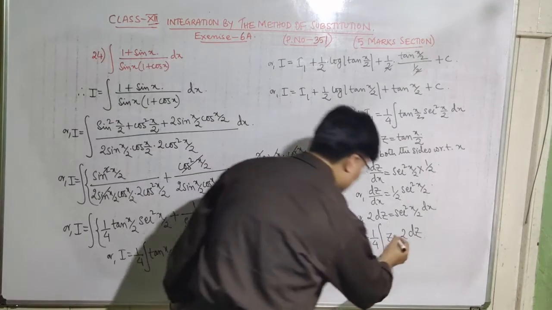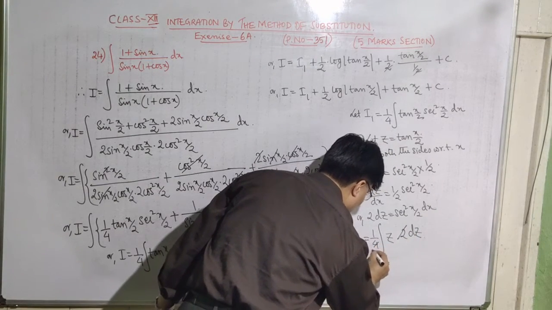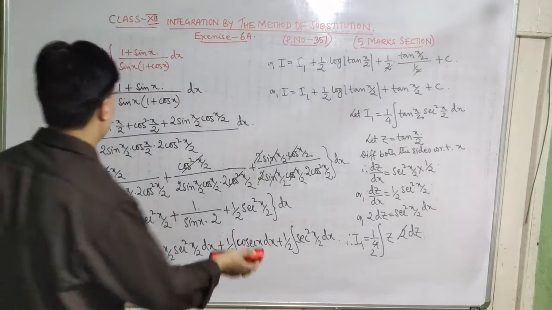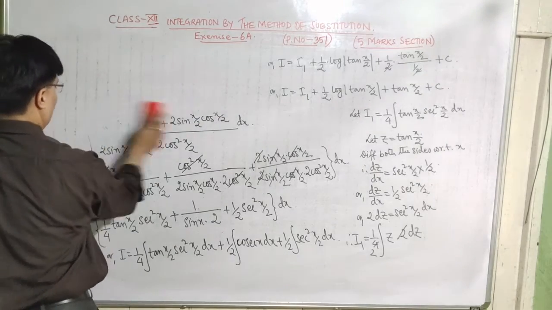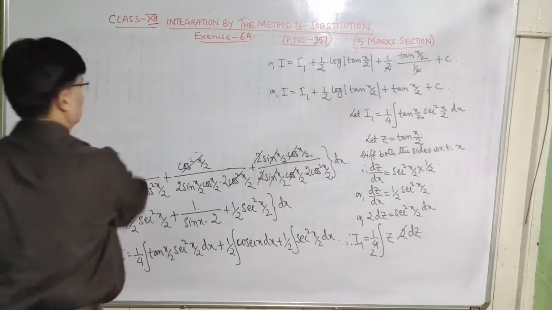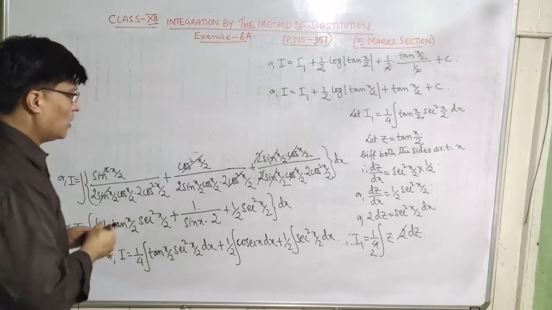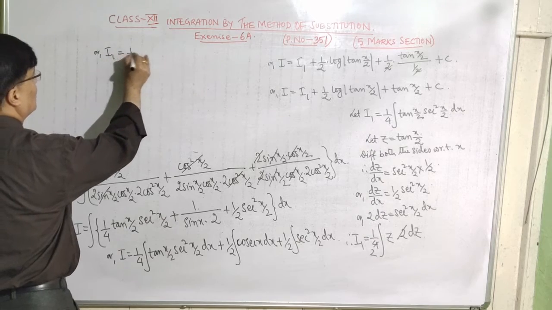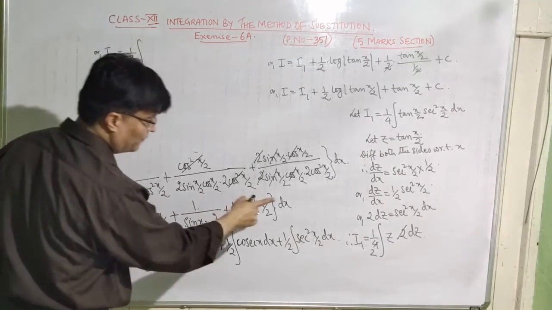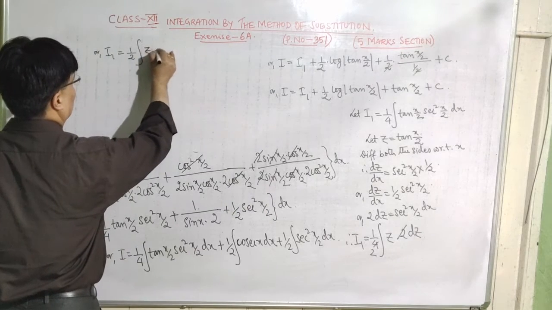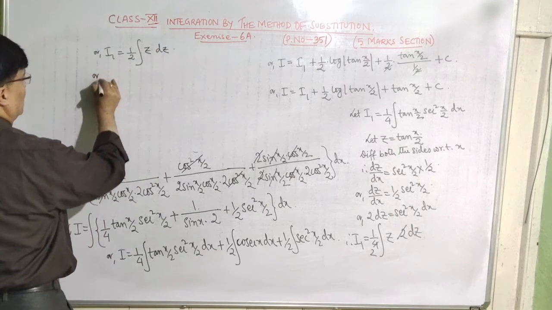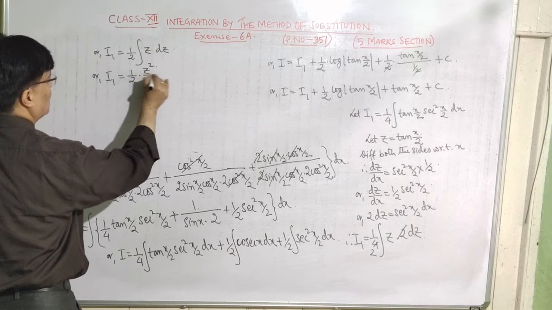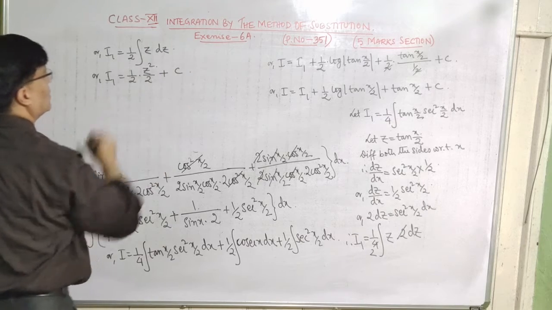Okay, so you can cancel this constant term, 2 1s are 2, 2 2s are 4. So now in the next step we have I1 is equal to half integration of z dz, or I1 is equal to half into, what is integration of z? You know that this is z square by 2 plus c.